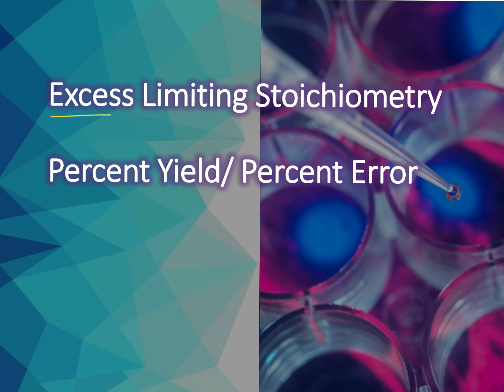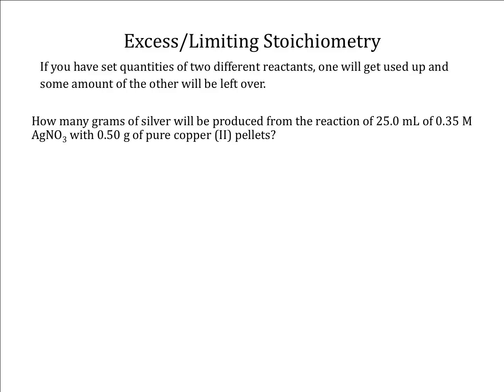Today we are looking at excess limiting stoichiometry and percent yield and percent error. Let's get started. Excess limiting stoichiometry is stoichiometry when you have two different reactants, so that one's going to get used up and another one of them is going to be left over. So we're looking at two different reactants and only one product.